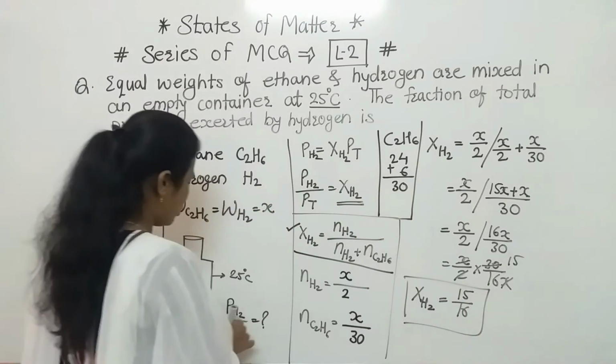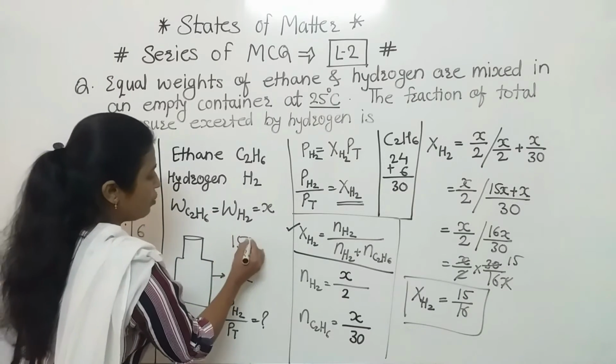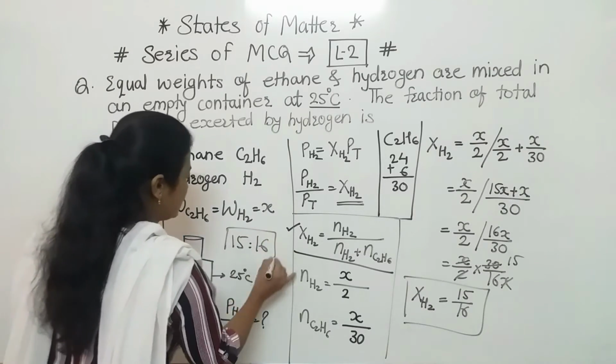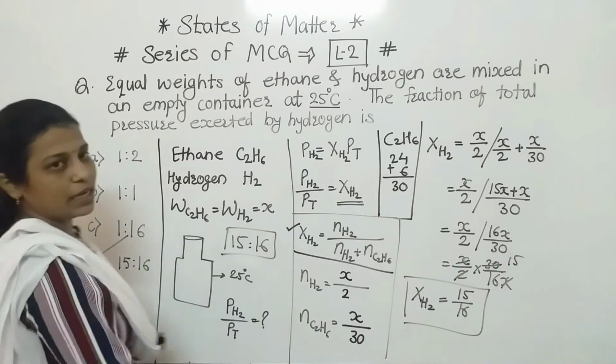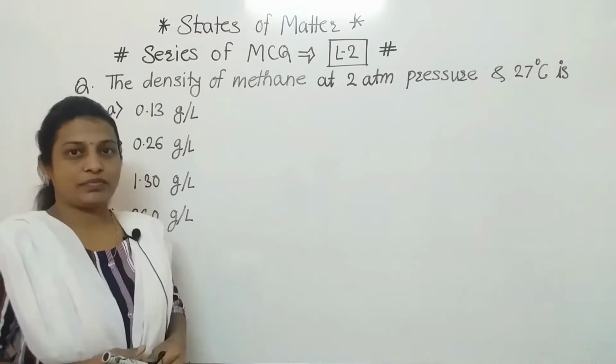Clear to everyone? They have asked for that ratio, so our answer will be 15 is to 16. This is the correct answer, option D. In this way we will discuss the next one.